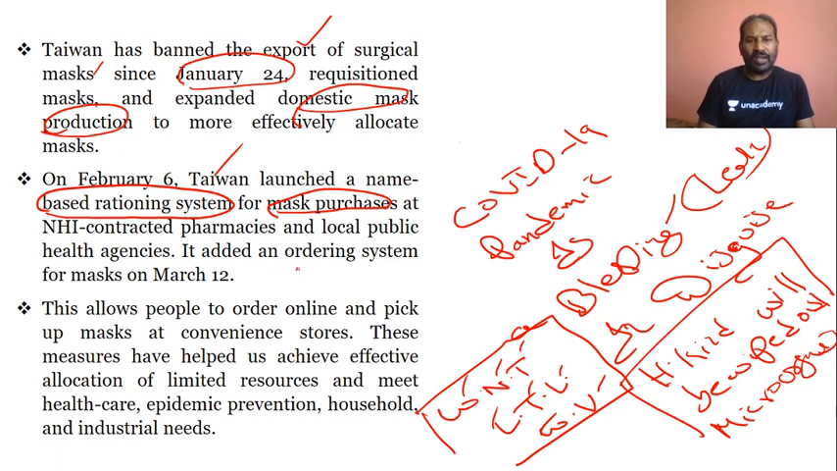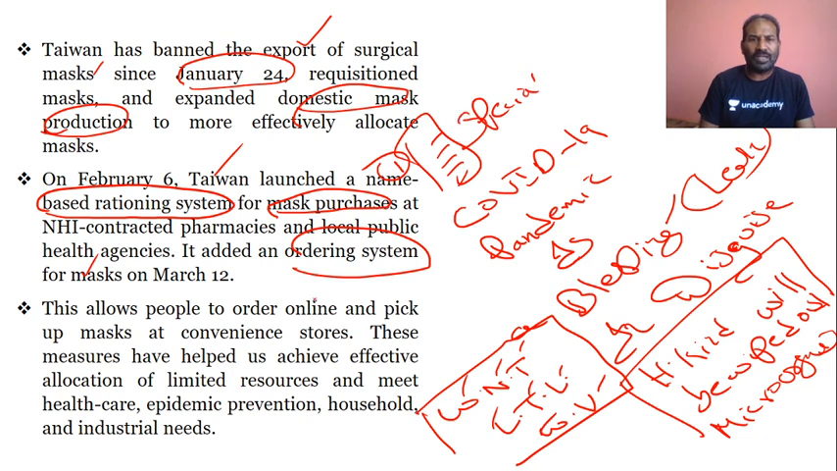And it has added an ordering system for masks. So first is the name-based rationing system. That means you will have only specific masks, not bulk mask purchase. And then later on they went ahead with an ordering system for masks, wherein you can order later on from March 12th. So February 6th and March 12th.